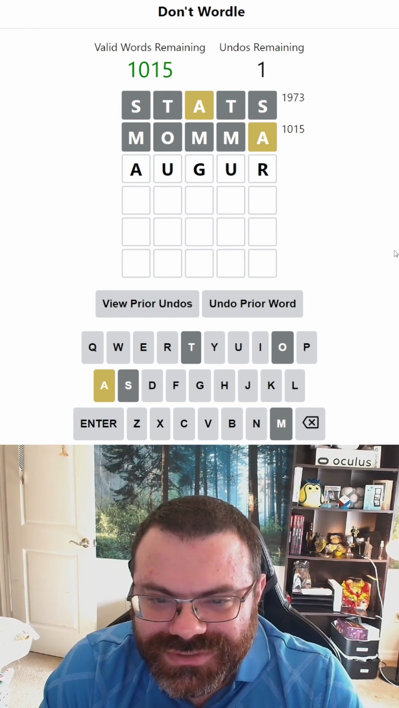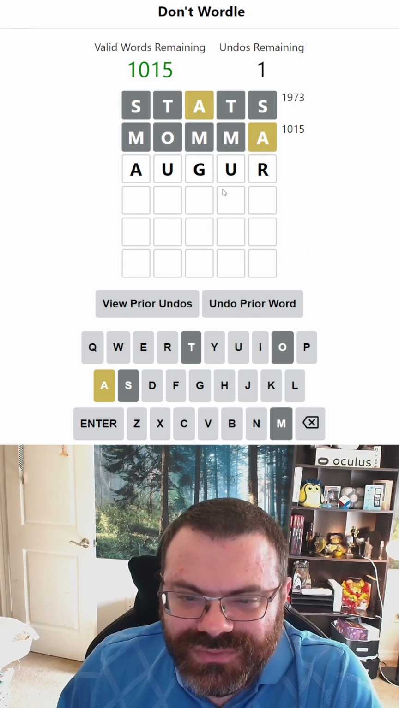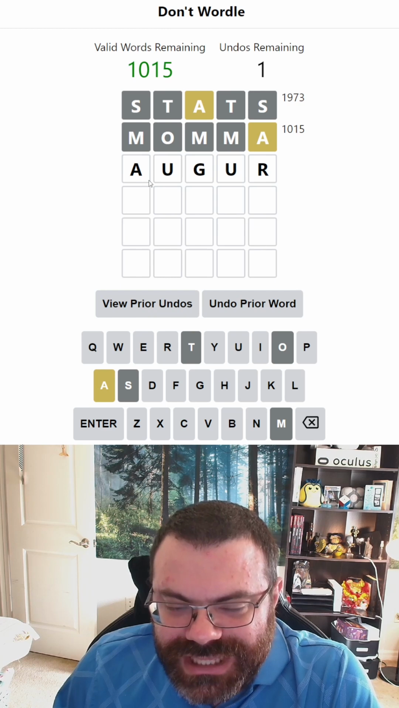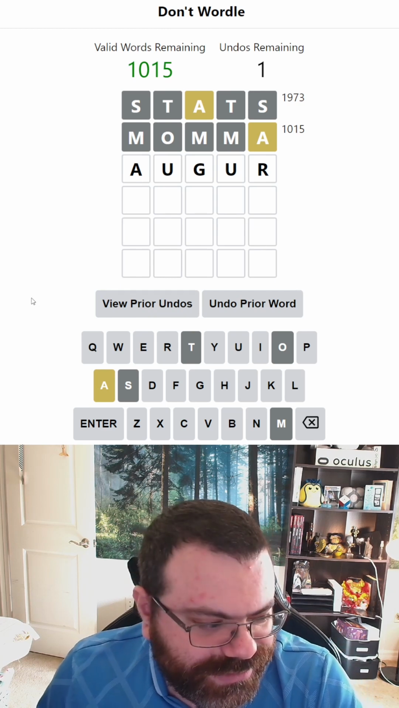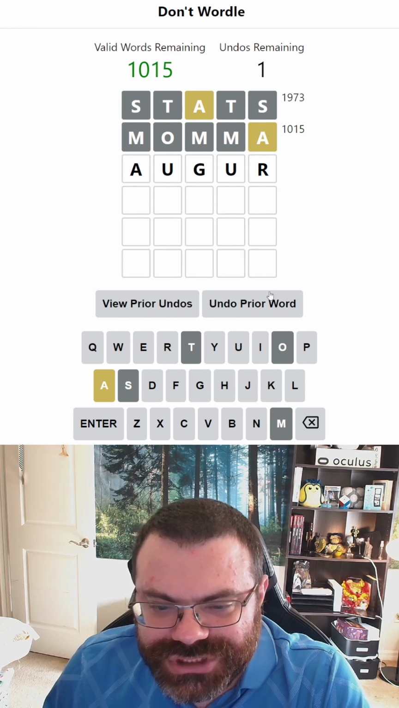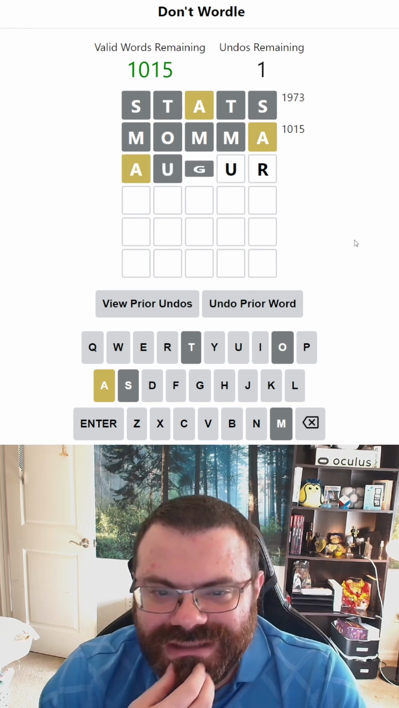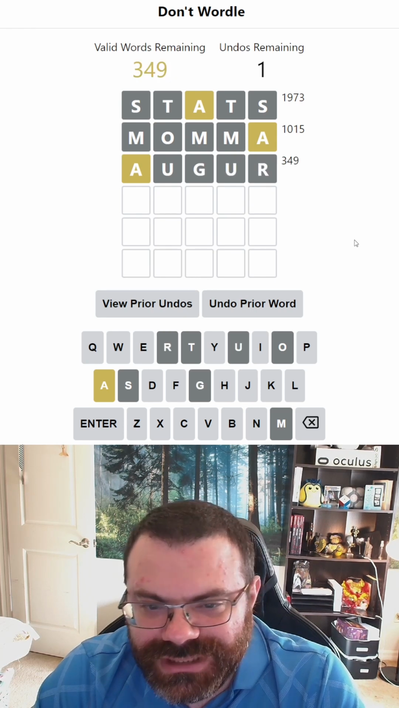But augur works really well, because it repeats the U. We know the U is not in the word. And it still puts the A first, which we need there. So we've got augur here, the R and the G, and I think we might be able to go from here. So let's see what happens. If this doesn't work, it's basically a failure.